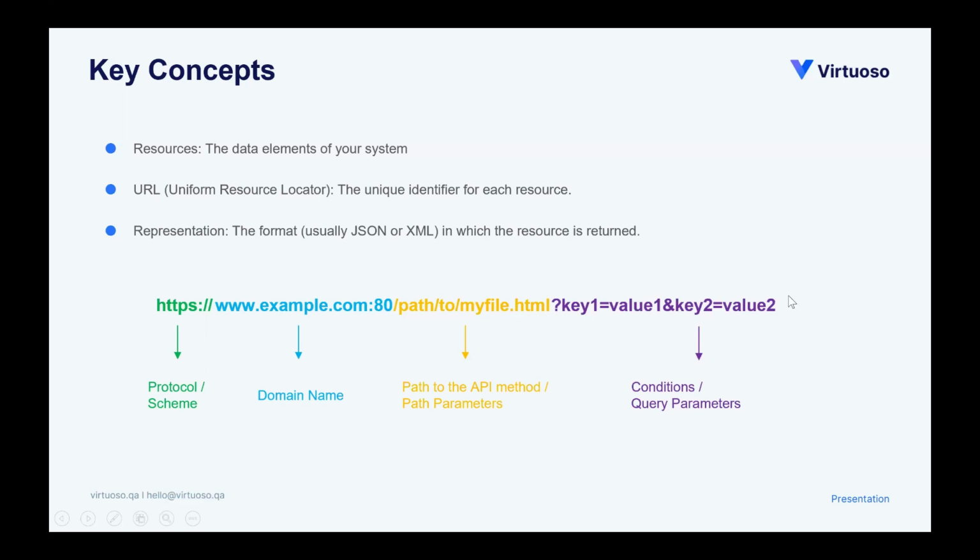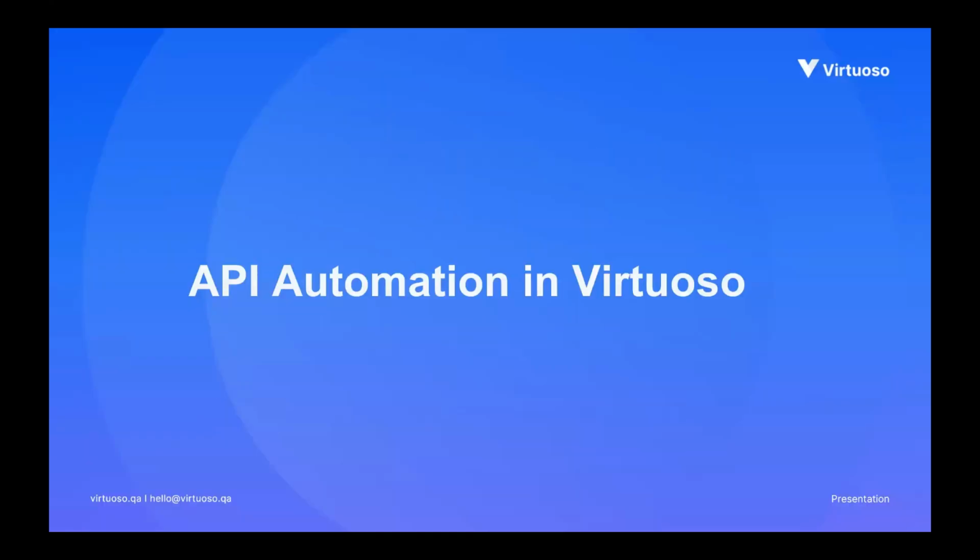So all in all, this denotes an API URL where there's a protocol, there is a domain name, and there is the exact location of the API, the exact location of the endpoint that we are going to hit. After this, there is a question mark, and then you can add several query parameters. I hope this is clear. We'll move to API automation in Virtuoso.